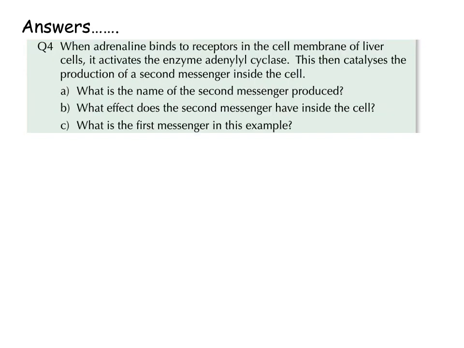Question 4. When adrenaline binds to receptors in the cell membrane of liver cells, it activates the enzyme adenylyl cyclase. This then catalyzes the production of a second messenger inside the cell. What is the name of the second messenger produced? What effect does the second messenger have inside the cell? And what is the first messenger in this example?